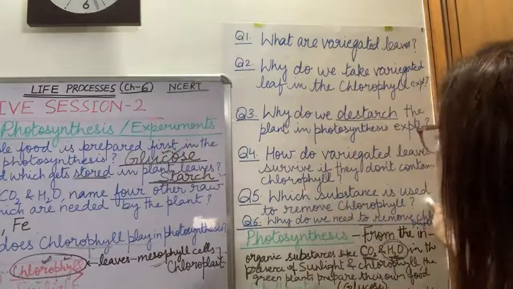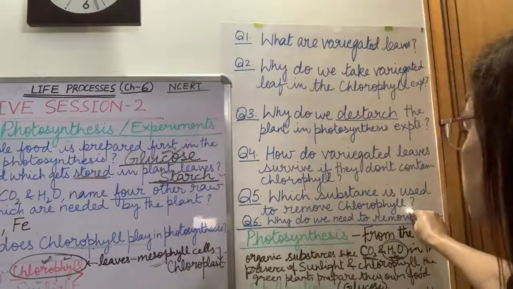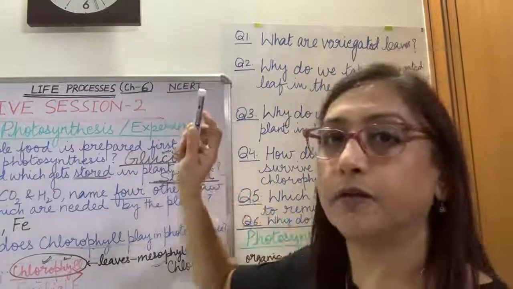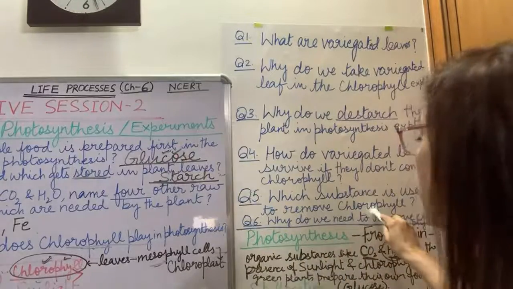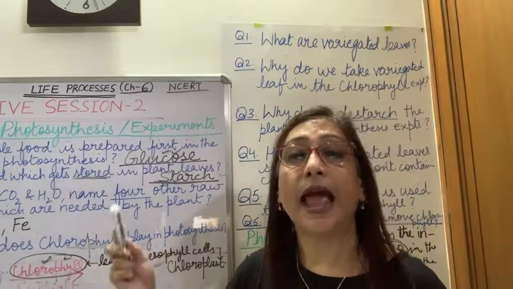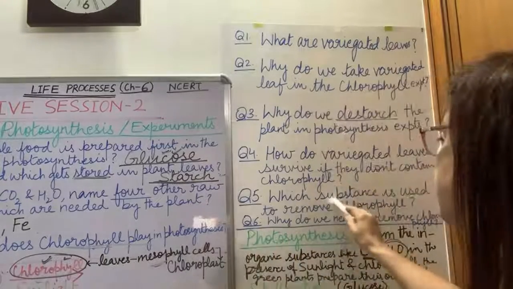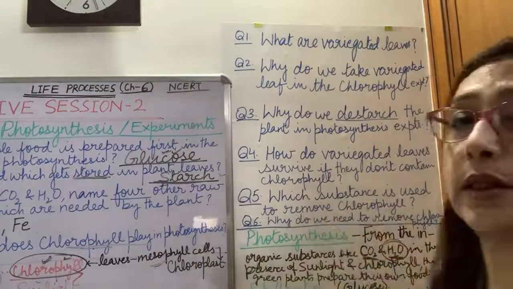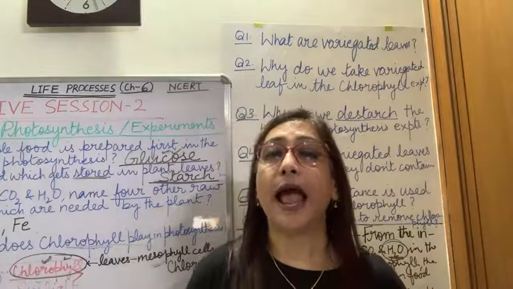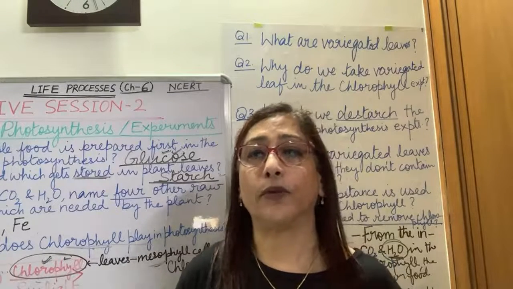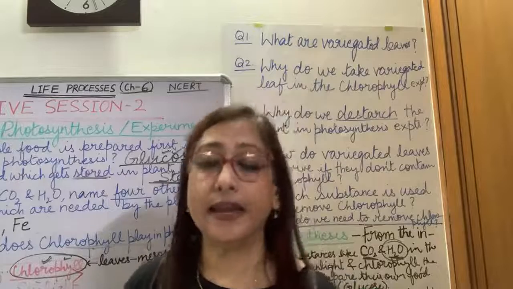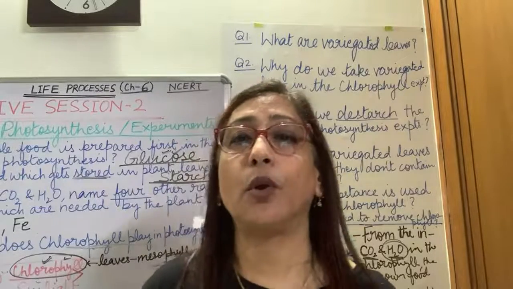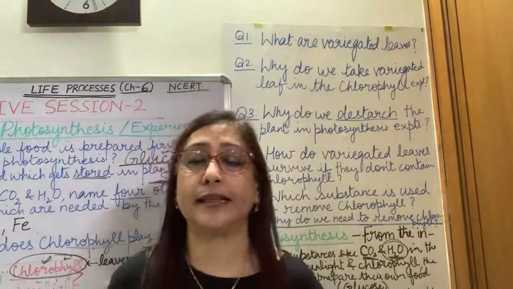Which substance is used to remove chlorophyll? Children, in the first experiment of the chlorophyll experiment, we had removed chlorophyll by boiling it in alcohol, right? So which substance was used to remove chlorophyll? We had used alcohol to remove chlorophyll, right? And why do we need to remove chlorophyll? What was the need to remove chlorophyll? Why we could not just do the experiment like that?